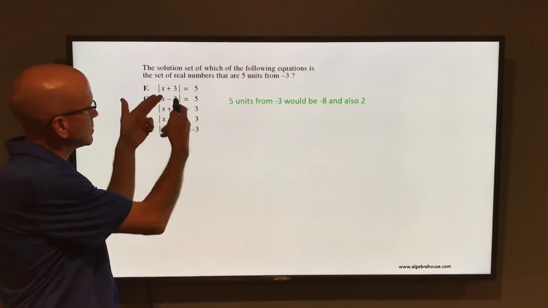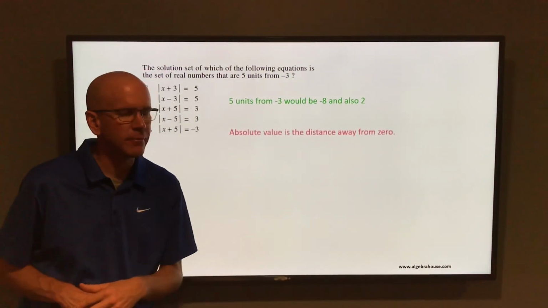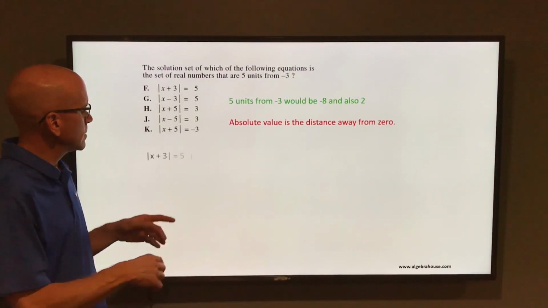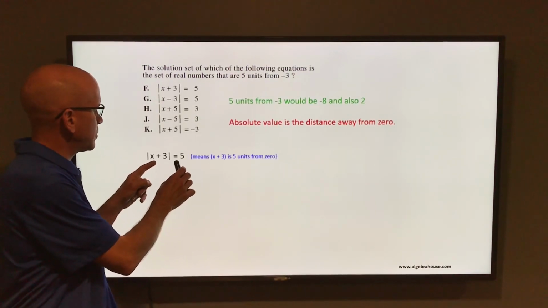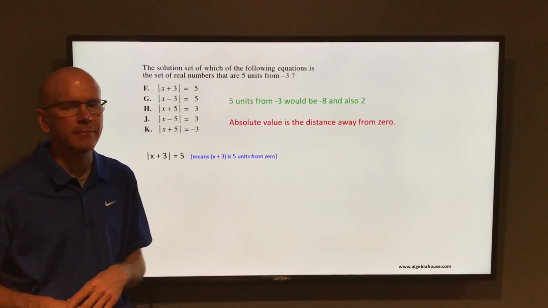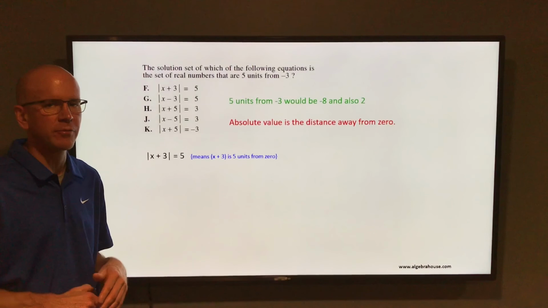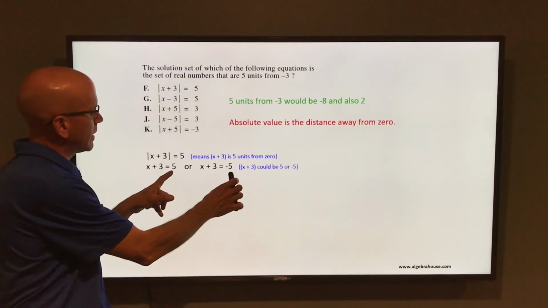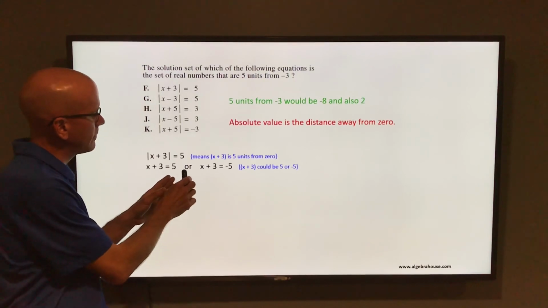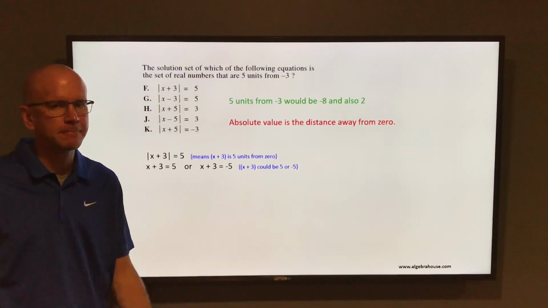Let's just take the first one. Absolute value of x plus 3 equals 5. Absolute value means the distance away from 0. So if that says the absolute value of x plus 3 equals 5, that means the distance x plus 3 is away from 0 is 5. There are 2 numbers that are 5 away from 0. There are 5 and negative 5. So if the distance x plus 3 is from 0 is 5, x plus 3 could be 5, or x plus 3 could be negative 5.